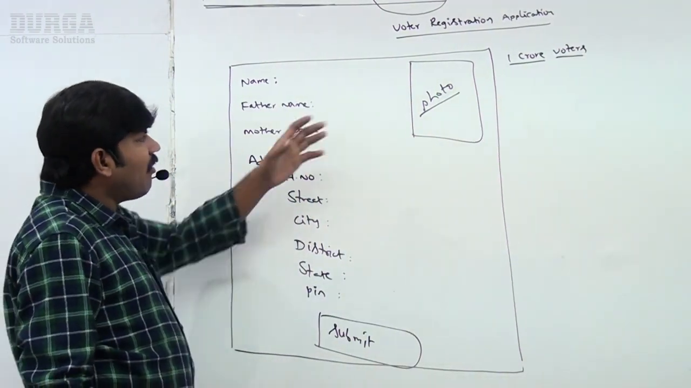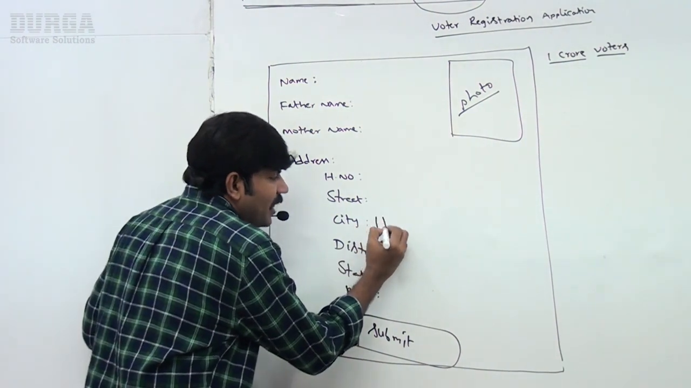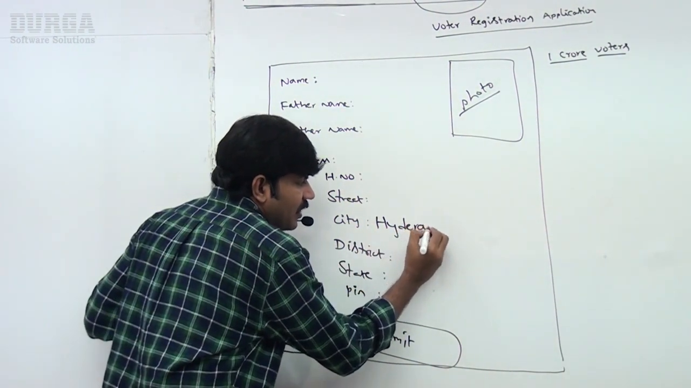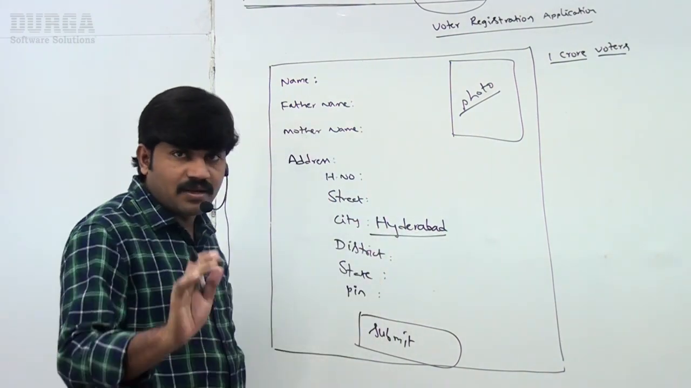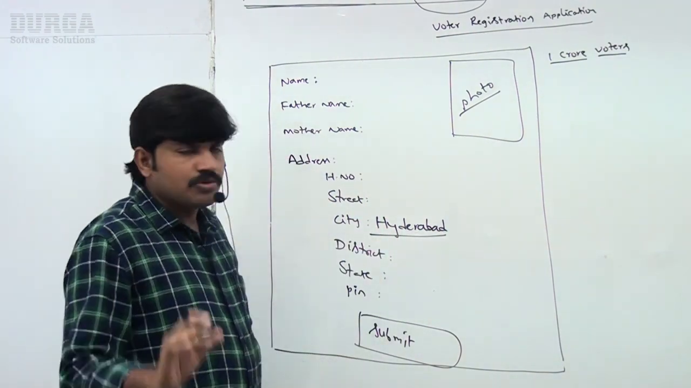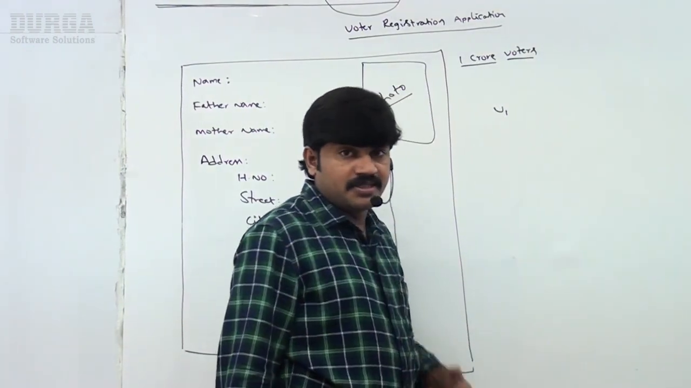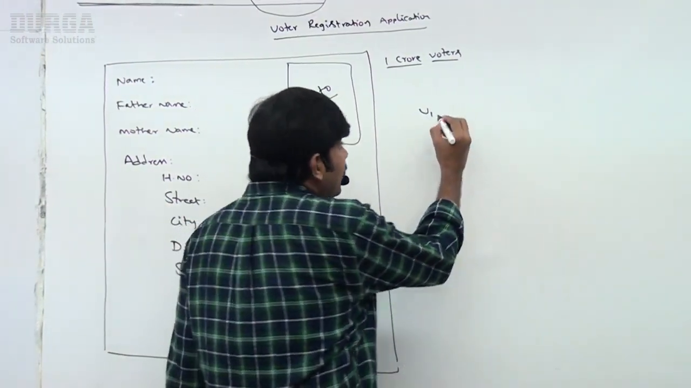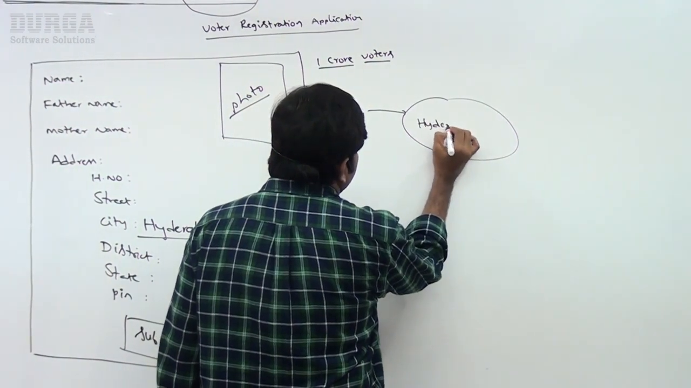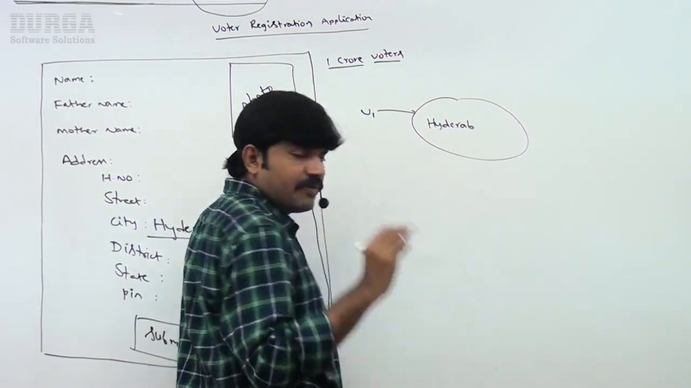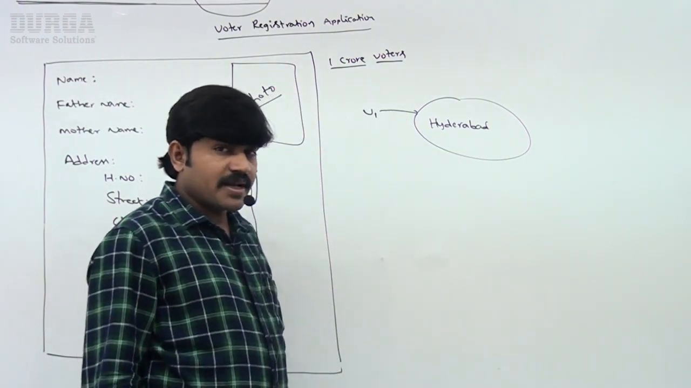Do you know, for all these 1 crore voters, what is the city name? Hyderabad only. Correct or not? For all 1 crore voters, what is the city name? Hyderabad only, right? Now, the first voter came. Observe carefully, sir. First voter came. Boss, my city is Hyderabad. Immediately, a Hyderabad object got created, which is referred to by v1.city. Okay, Hyderabad.